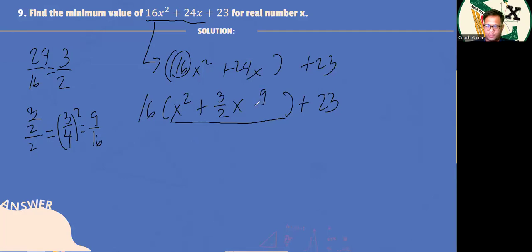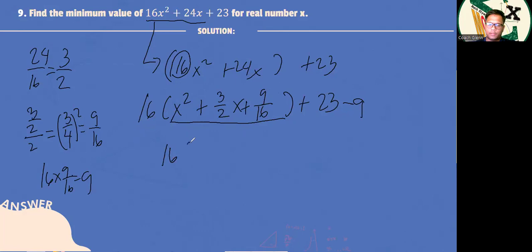Okay. So we need to add 9 over 16 here to make this a perfect square trinomial. But as we can observe, since we added 9 over 16 here, we need to subtract that back here. Since there's a 16 here, that's going to be 16 times 9 over 16, which is equal to 9. So since we added a total of 9 here, we need to subtract that back here so that it's still balanced.